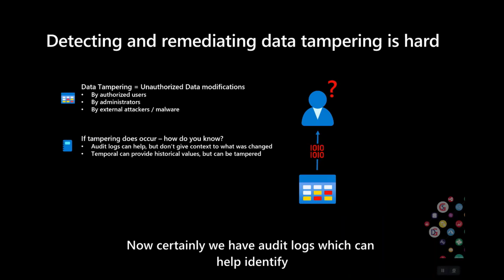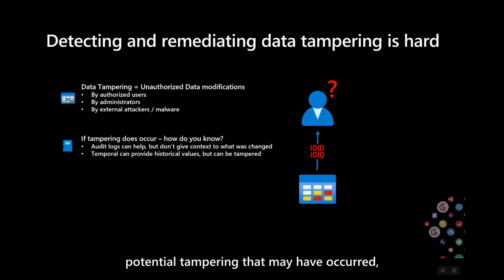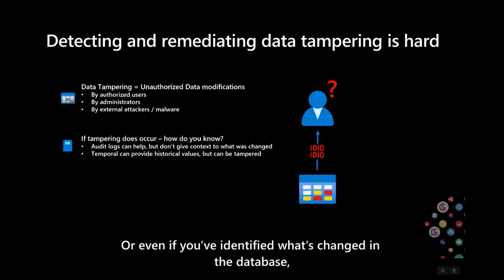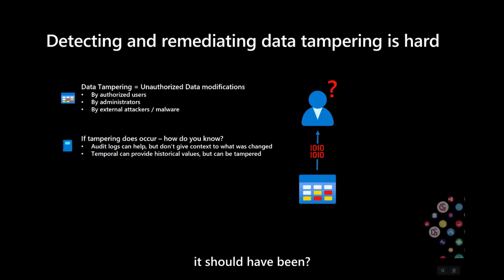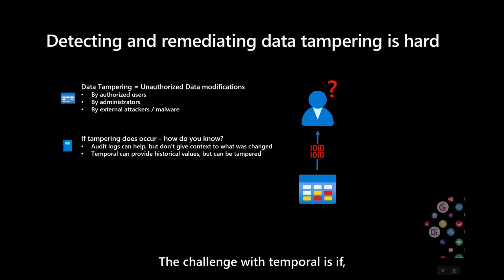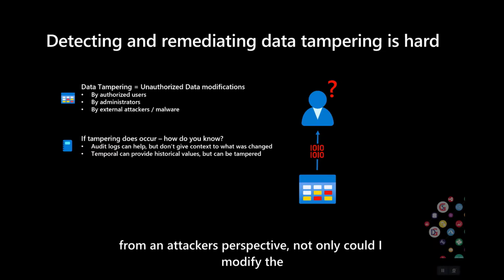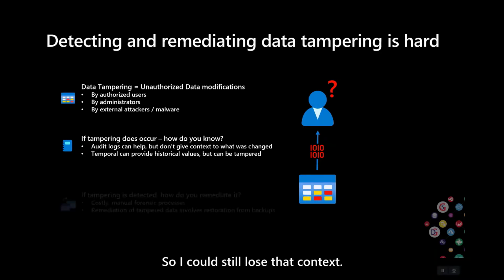Now, certainly we have audit logs, which can help identify patterns, unauthorized logins, etc., that will give you some context around potential tampering that may have occurred. But how do you know what has changed? Or even if you've identified what's changed in the database, how do you know what the previous values were that it should have been? Well, temporal tables provide a lot of that value by capturing the history of the rows that are modified inside of a database. The challenge with temporal is if, from an attacker's perspective, not only could I modify the main table data itself, but I could also modify the temporal tables. So I could still lose that context.